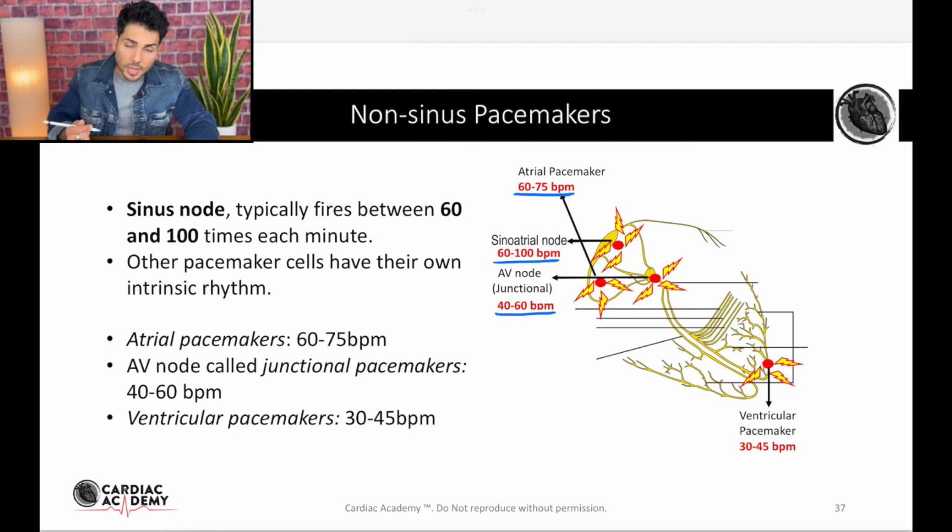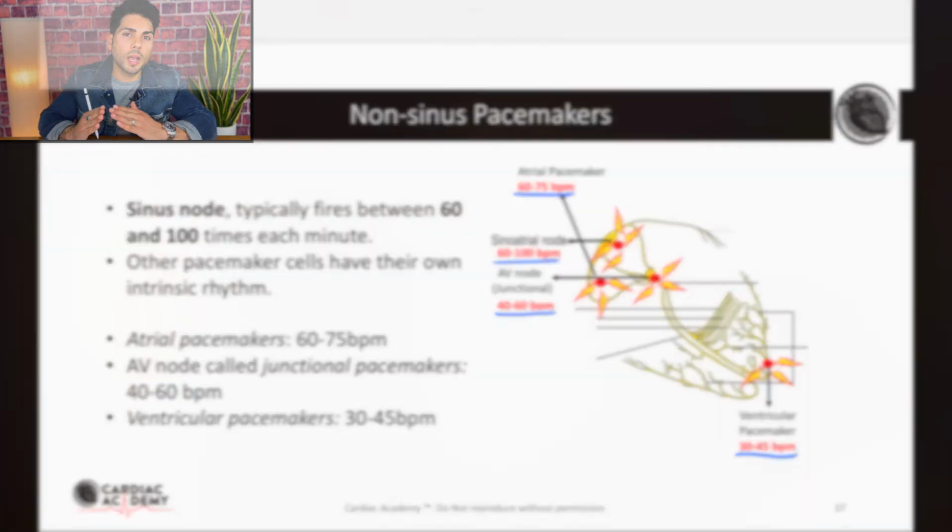Next, we have the ventricular pacemakers, and these ones are the most bradycardic of all. The heart rate is from 30 to 45 beats per minute. Now, since these pacemakers are originating at the level of the ventricle, you're not going to see a P wave. It's going to be extremely bradycardic, and the QRS complex is going to be very wide.